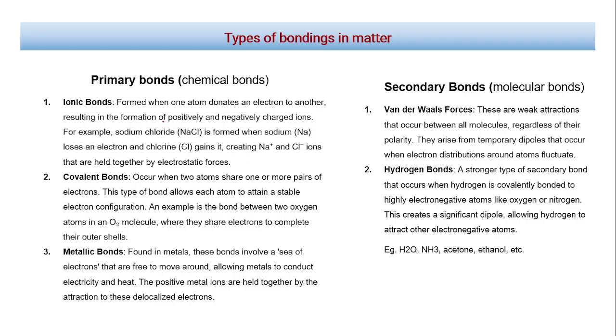So ionic bonds are formed when one atom donates an electron to another, resulting in the formation of positively and negatively charged ions. A very famous example is NaCl. Sodium in its valence shell has one electron. The Cl atom also has a valence shell, and just to recall again, these atoms, in fact everything in nature, wants to be in equilibrium, or wants to have minimum energy.